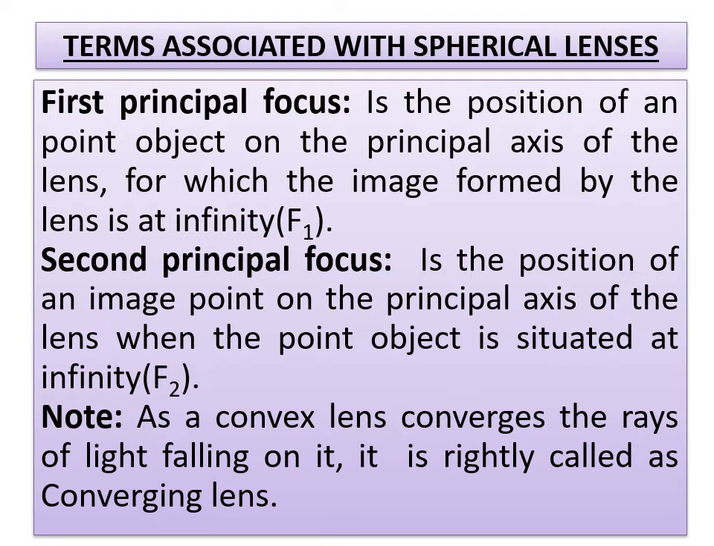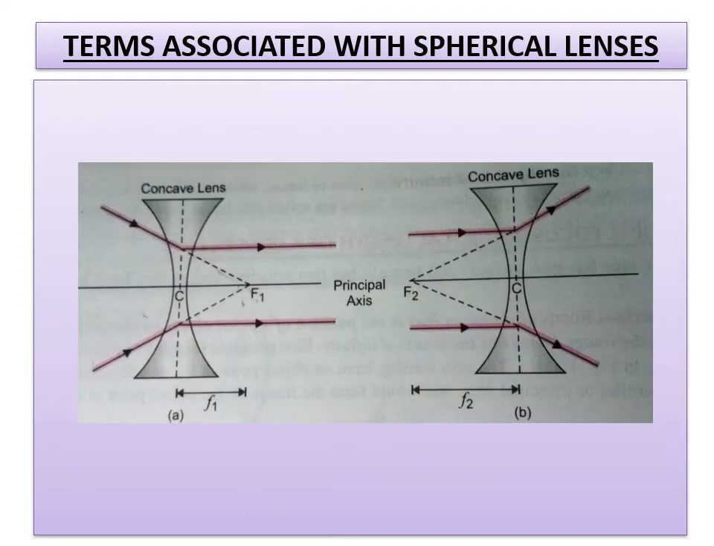These two conditions, why I am telling, because these two are useful when we draw the ray diagrams. For that sake, I am explaining these two. And one more point you have to remember, as a convex lens converges the rays of light falling on it, so it is rightly called a converging lens.